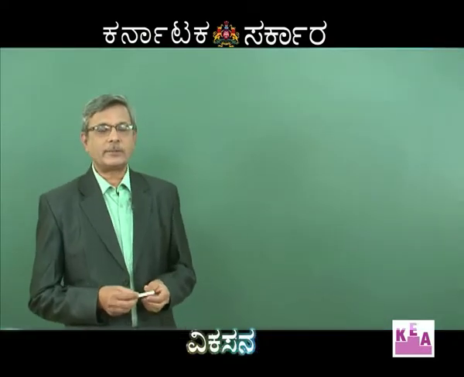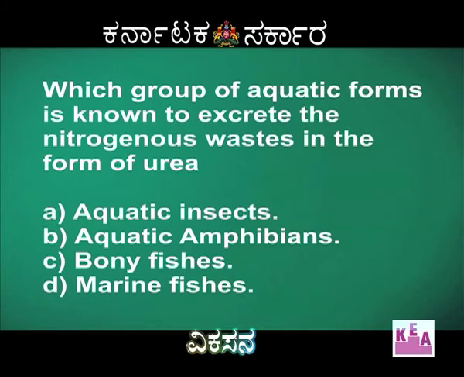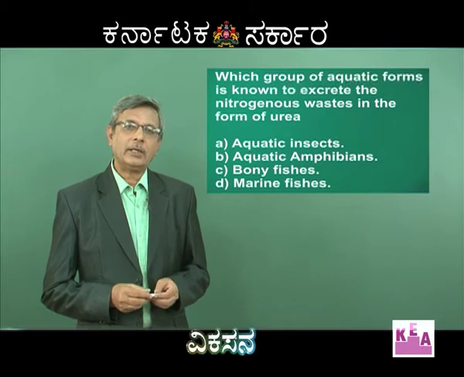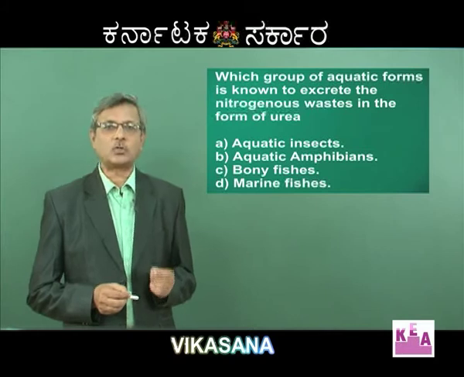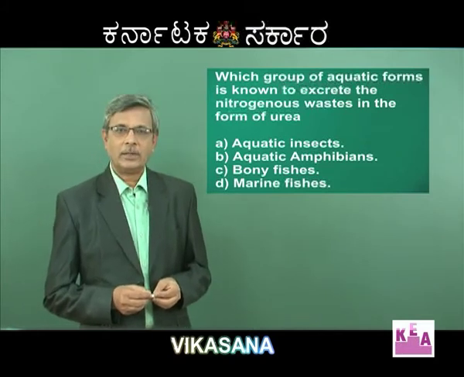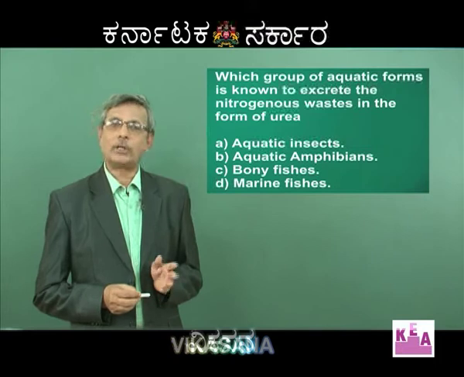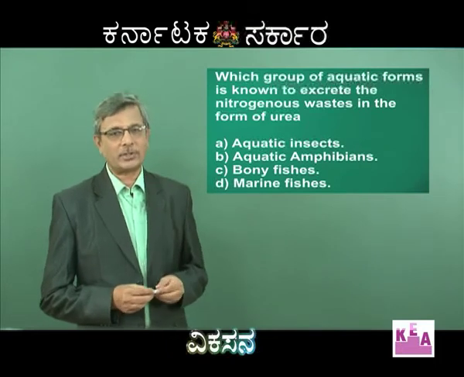The question is, which group of aquatic forms is known to excrete nitrogenous waste in the form of urea? Dear students, you know that the excretion of nitrogenous waste by an organism depends upon its habitat also. We are going to classify the organisms into three groups on the basis of the major nitrogenous waste they excrete: ammonotelic animals, ureotelic animals and uricotelic animals.